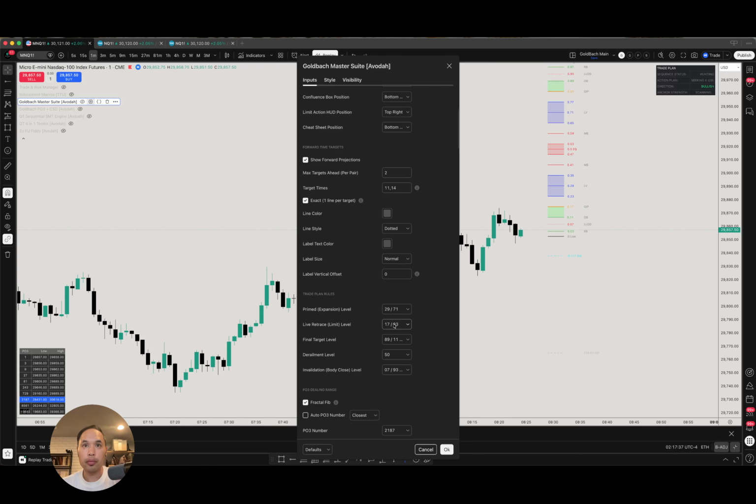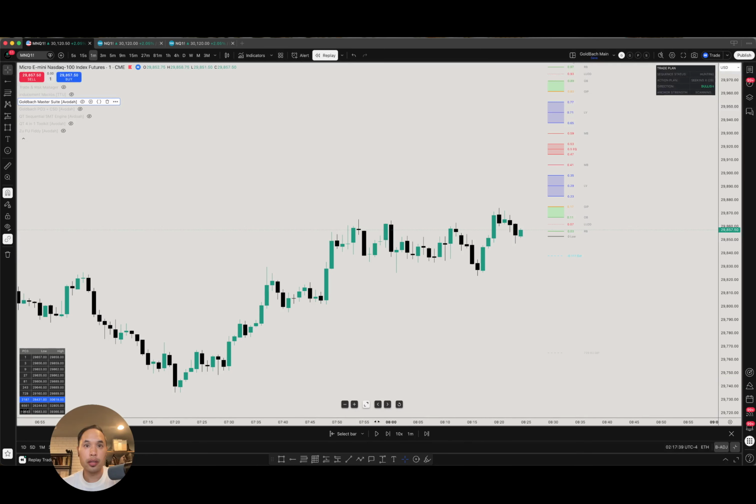So let's play it out with these levels that I've chosen and see how this plays out. So now we've come down into this lower partition past this range high.